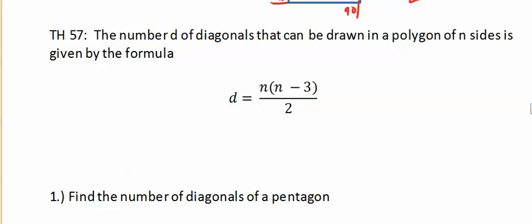We're going to theorem 57 now. The number D of diagonals that can be drawn in a polygon of n sides is given by the formula. Again, D is your diagonals, n is the number of sides. So the number of diagonals equals the number of sides times the quantity n minus 3, all divided by 2.